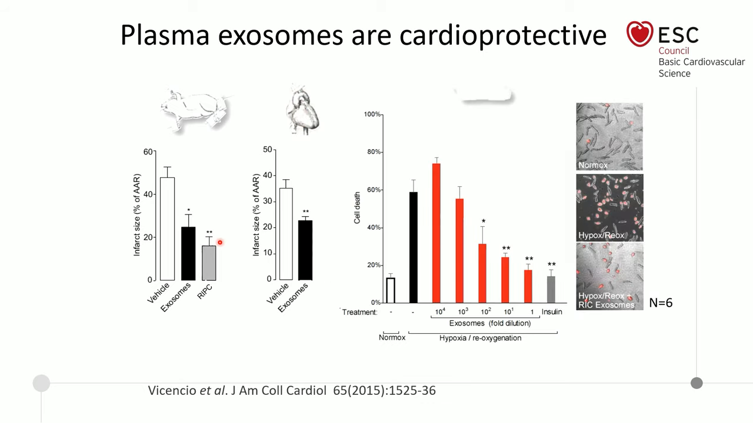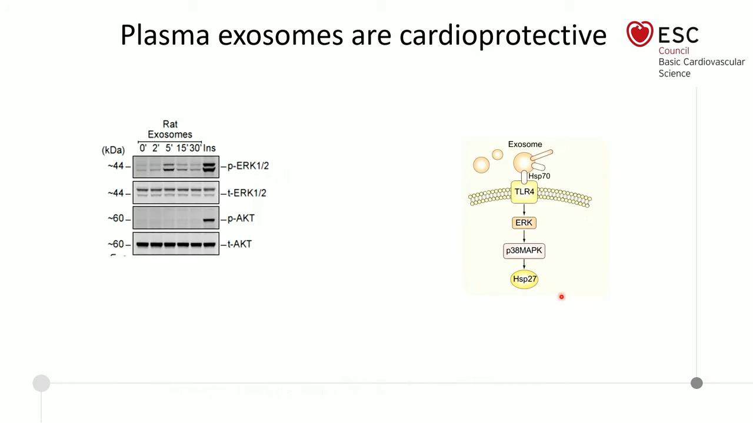And then we also use the isolated cardiac myocyte model to see whether exosomes could protect cells directly. So these are subject to hypoxia and reoxygenation, where we see an increase in cell death in the control cells and a dose-responsive protective effect with the administration of exosomes. So we're interested to see how these exosomes were cardioprotective.